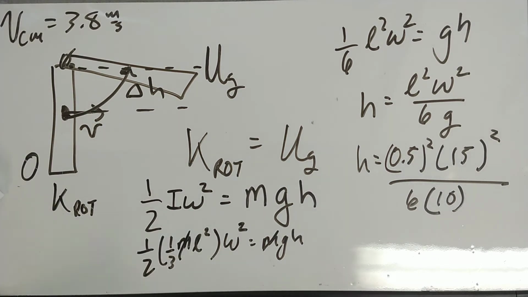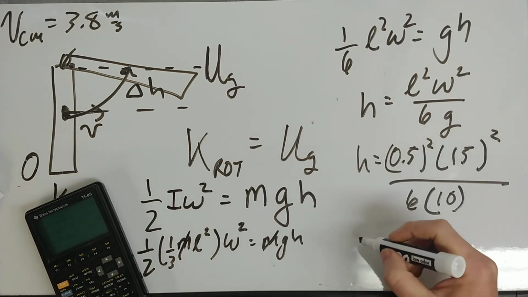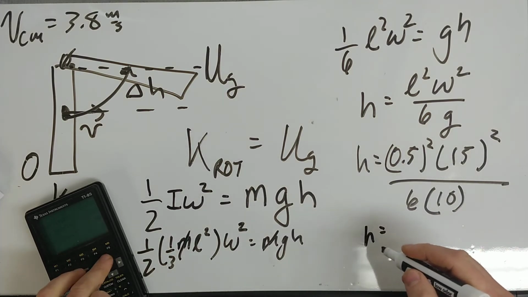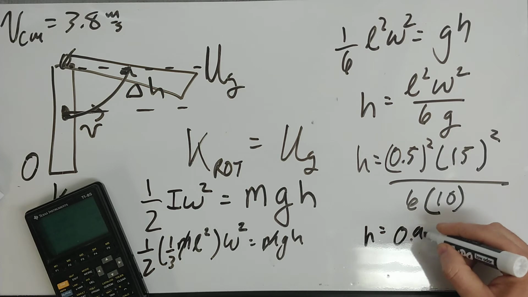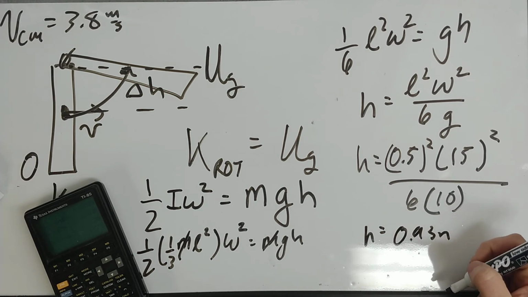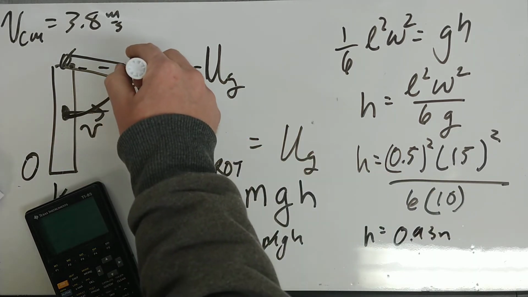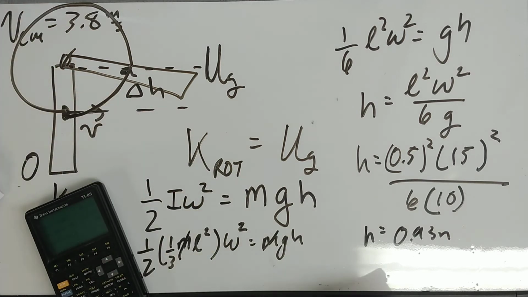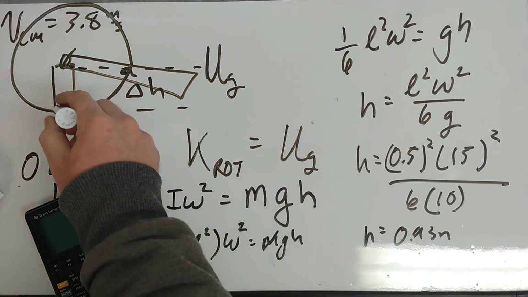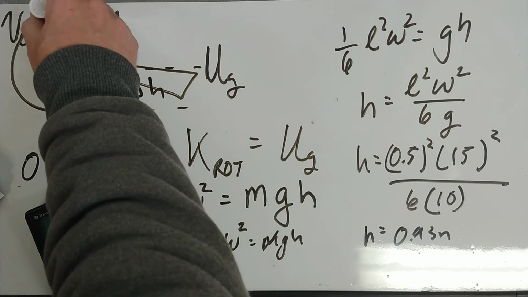All right, so you plug it all into your calculator. You get a height of, oh shoot, I lost it here. I think it's like 0.93 meters, which is, wait a minute, how could it do that? Well, it can't. Turns out it would spin all the way around. So the total change in height here could be 0.5 at most, right?